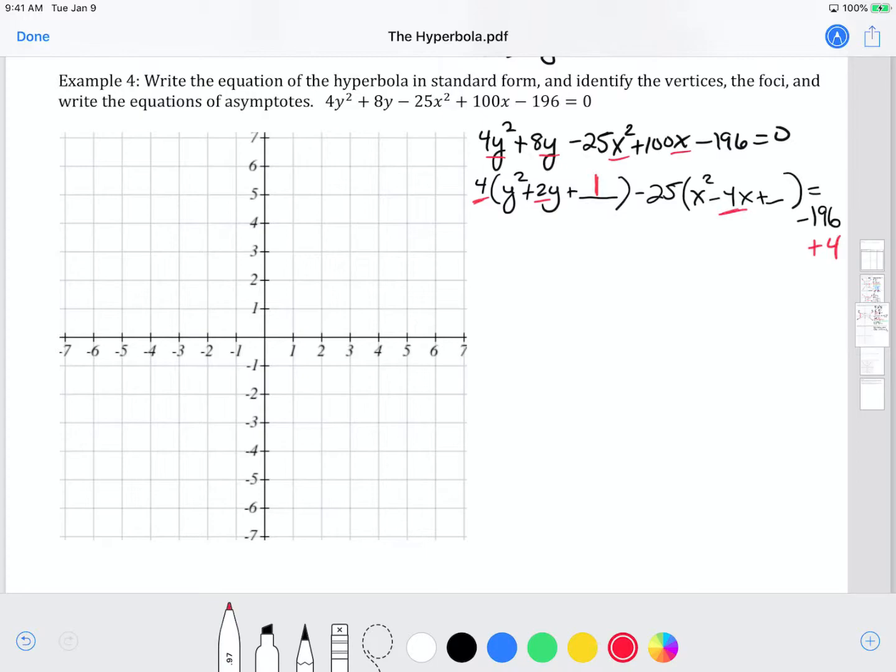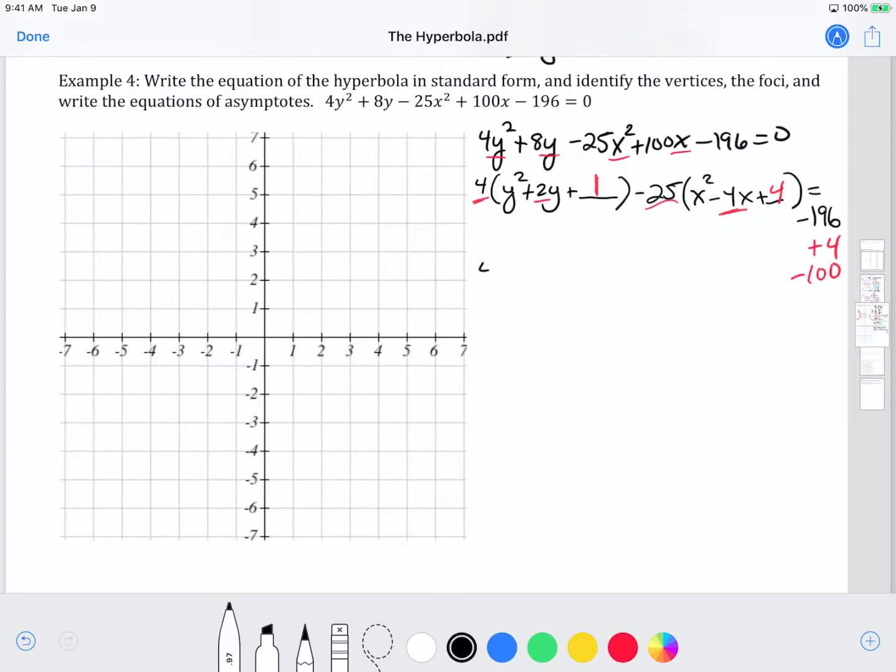Now for this one here, if I take half of 4 and square it, that gives me 4 again. But I didn't just add in a 4, I added in a negative 25 times the 4, which is a negative 100. So I have to subtract 100 on the other side as well.